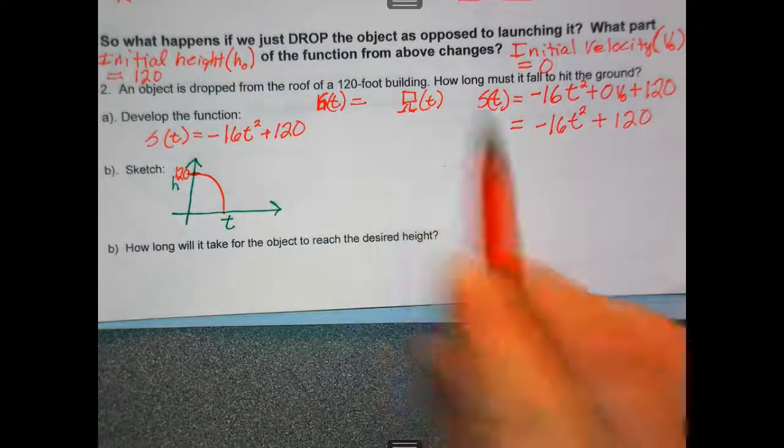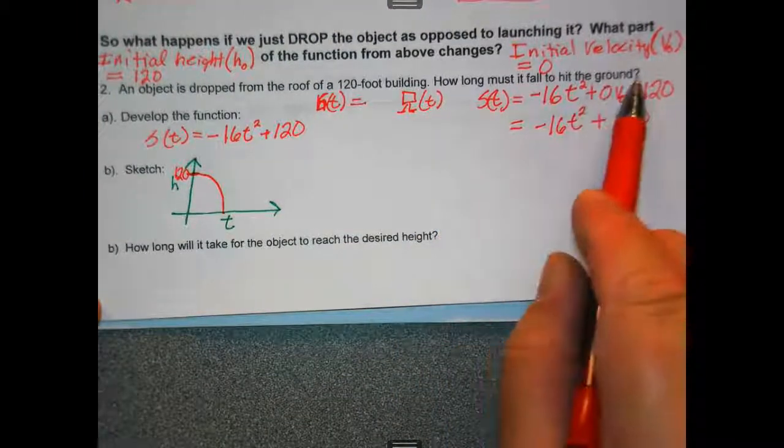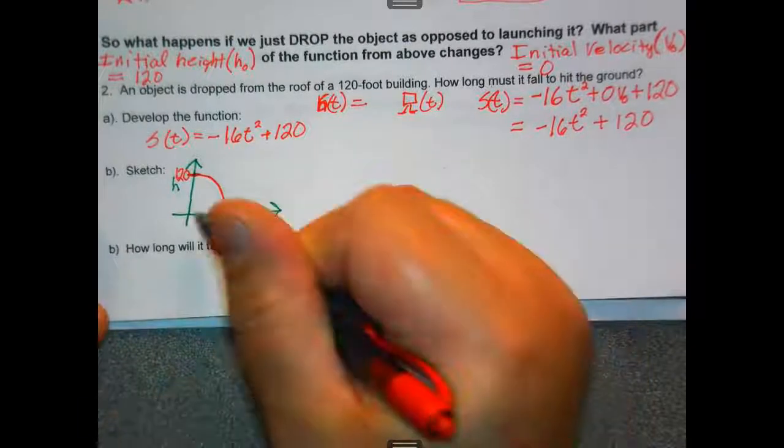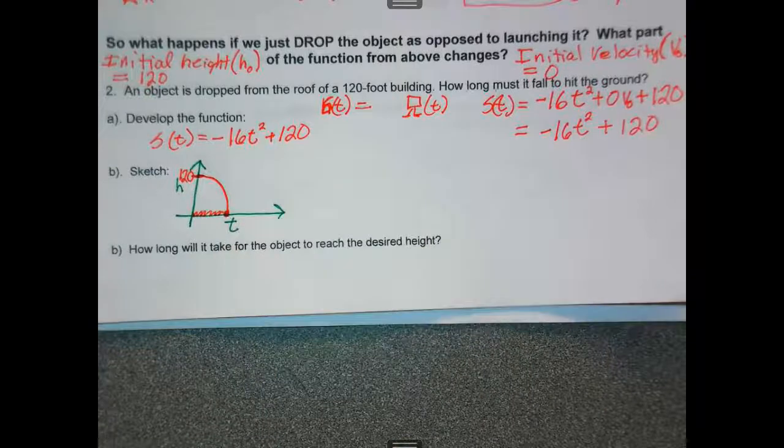Okay, and they want to know how long must it fall to hit the ground. So we're looking for this point, correct? Because that's going to be the amount of time when it hits the ground.